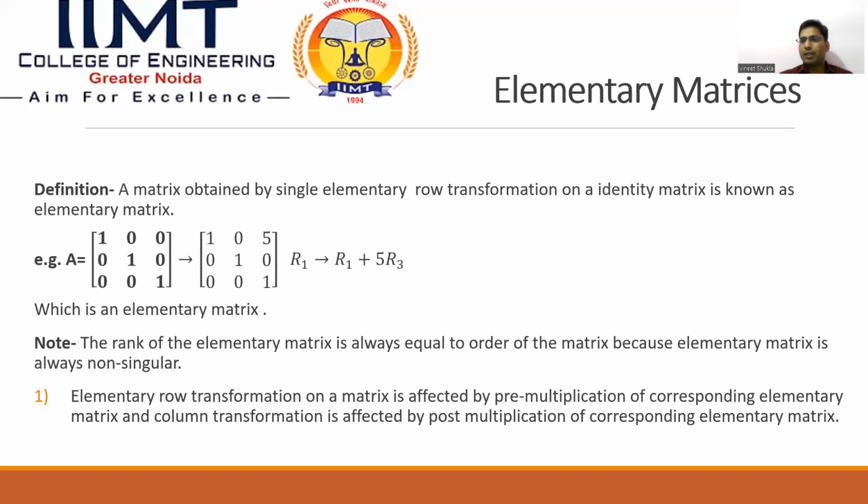The rank of an elementary matrix is equal to the order of the elementary matrix, because elementary matrices are always non-singular matrices. An elementary row transformation on a matrix is effected by pre-multiplication by the corresponding elementary matrix, and a column transformation is effected by post-multiplication by the corresponding elementary matrix.